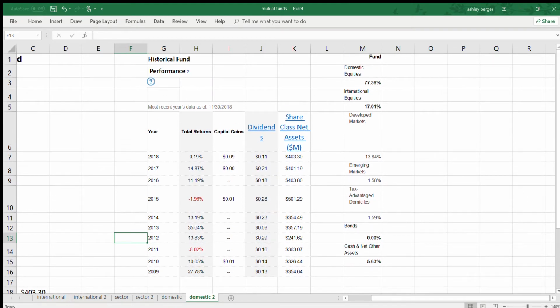This fund is made up of 77.36% domestic equities, 17.01% international equities, 13.84% from developed markets, 1.58% from emerging markets, 1.59% from tax-advantaged domiciles, and 5.63% from cash and net other assets, which tends to be one of the higher ones we've seen with the cash and net other assets.